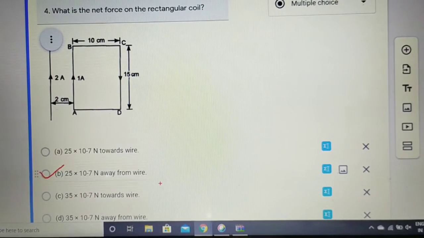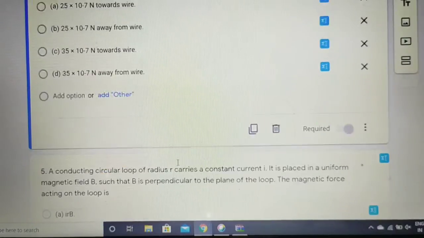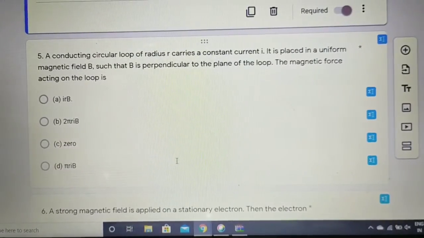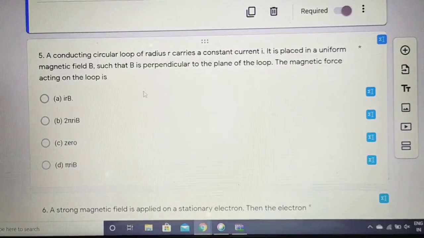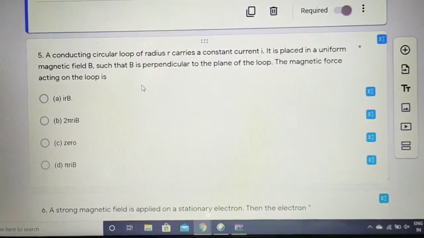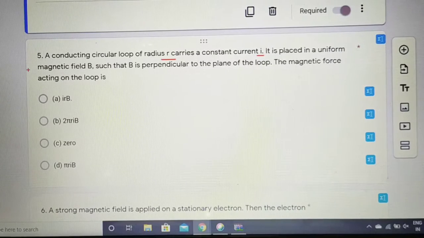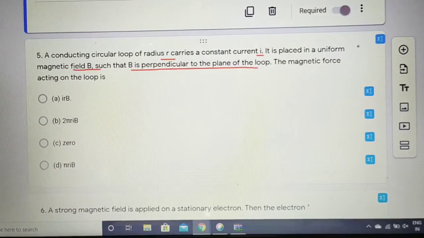Now let us move to the next question. The next question says that there is a conducting loop. As you can see, there is a conducting loop of radius, what is the radius of the loop? The radius is given to us as R. It is carrying a constant current I, and this coil is placed in a uniform magnetic field B such that B is perpendicular to the plane of the loop.